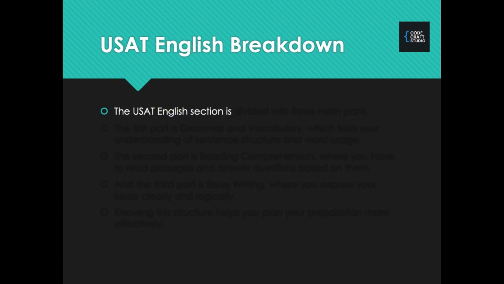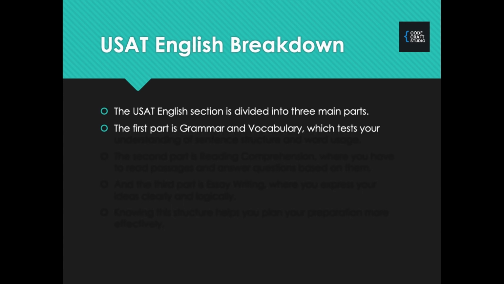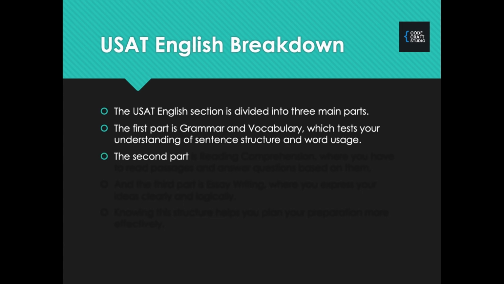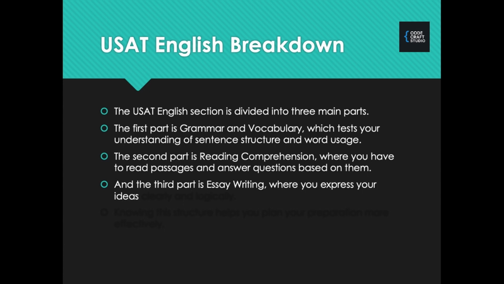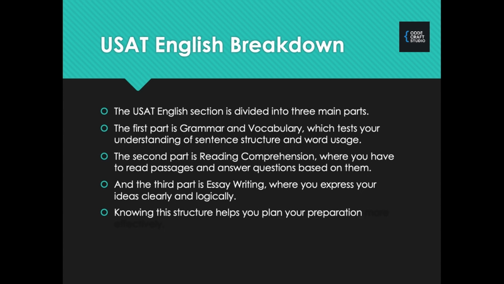The USAT English section is divided into 3 main parts. The first part is grammar and vocabulary, which tests your understanding of sentence structure and word usage. The second part is reading comprehension, where you have to read passages and answer questions based on them. And the third part is essay writing, where you express your ideas clearly and logically. Knowing this structure helps you plan your preparation more effectively.